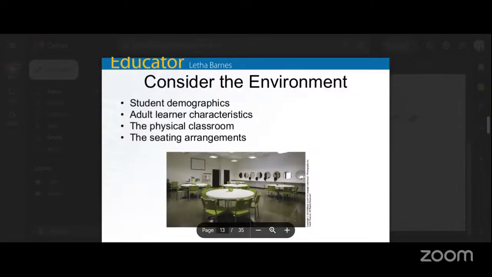Now let's look at adult student demographics. You got to know who's in your room. Do you have a majority of students that actually went to college? Do you have a majority of the students? Do you have a percentage of students who had never graduated high school? Their certificate, they're GED based.